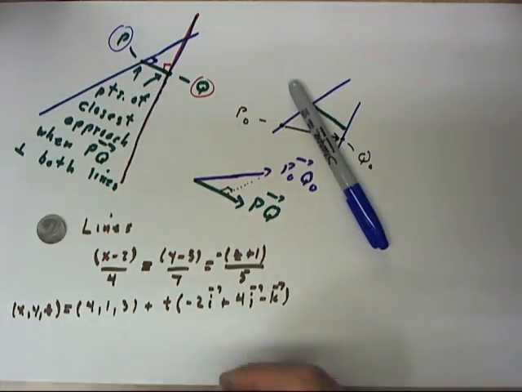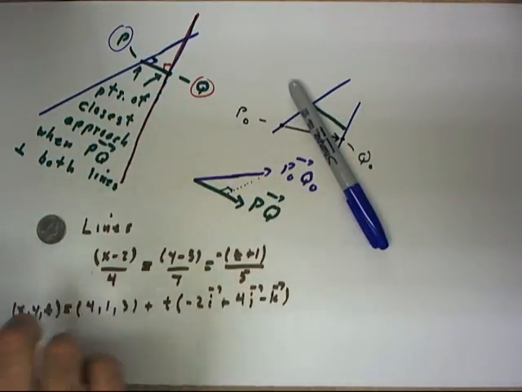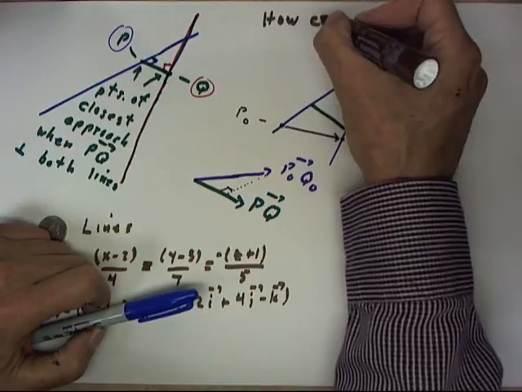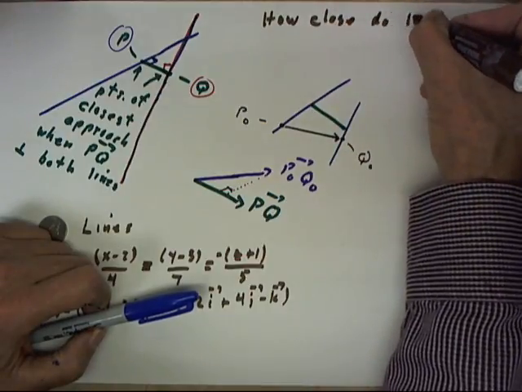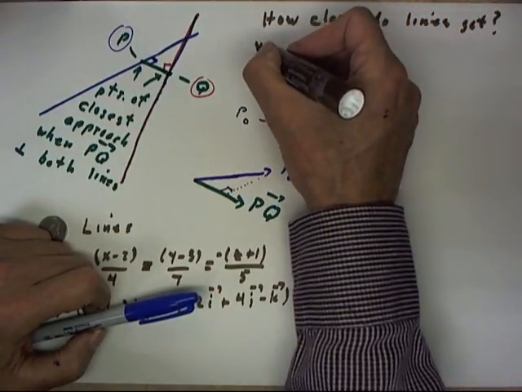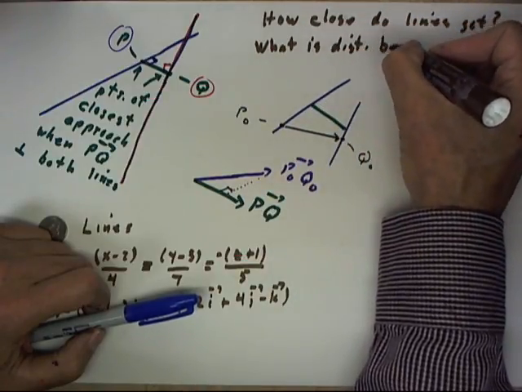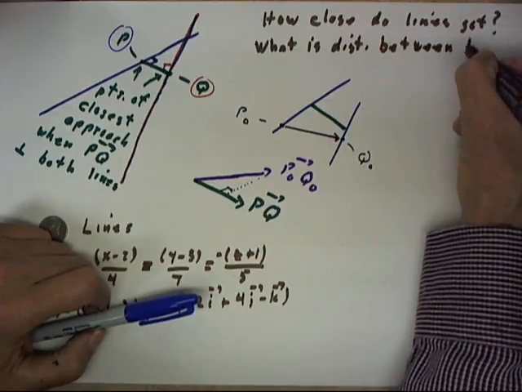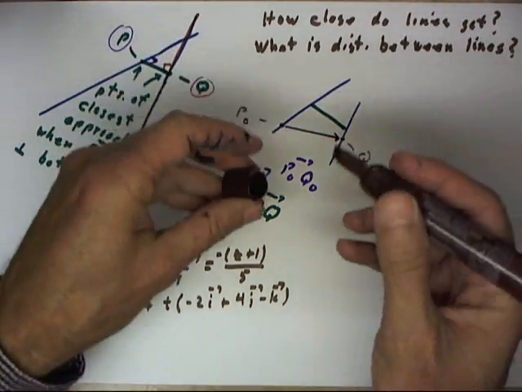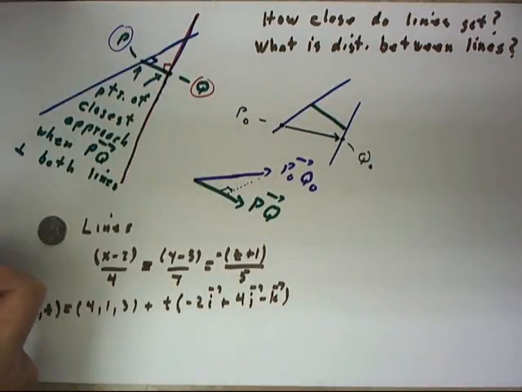Now, the question we want to think about is, how close do these lines get? So, we'll write that down here. How close do the lines get? Or, what is the distance between the lines? And we could say, what's the distance of closest approach? How close are they when the segment from here to here is perpendicular?